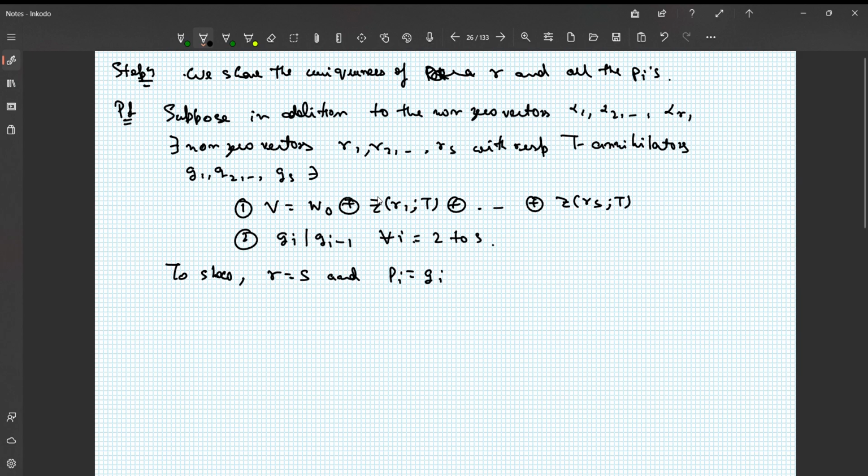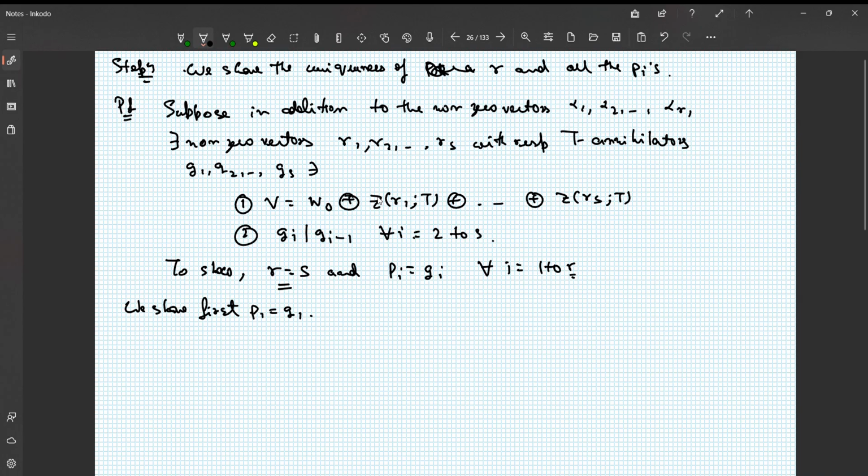So to show uniqueness, what we need to show is that r must be equal to s and each p_i is equal to g_i, for all i from 1 to r. I can use the index r now because I have already stated that we must show r equals s. First thing we show is that p1 is equal to g1.